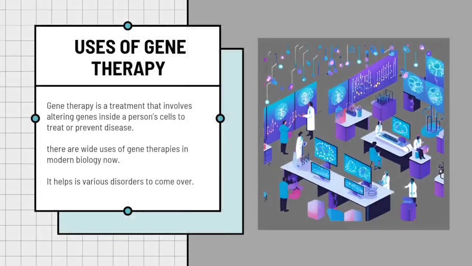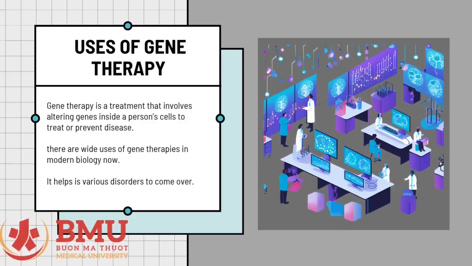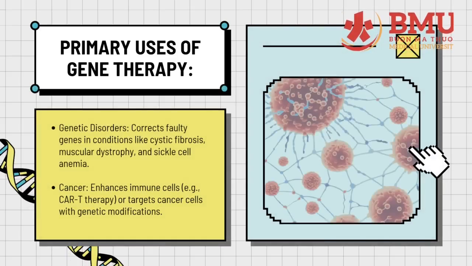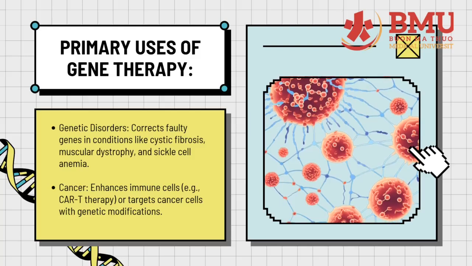Gene therapy involves modifying genes within a person's cells to treat or prevent disease. It has various applications and shows potential in treating numerous disorders. Primary uses of gene therapy. Gene therapy is applied to genetic disorders such as cystic fibrosis, muscular dystrophy, and sickle cell anemia.